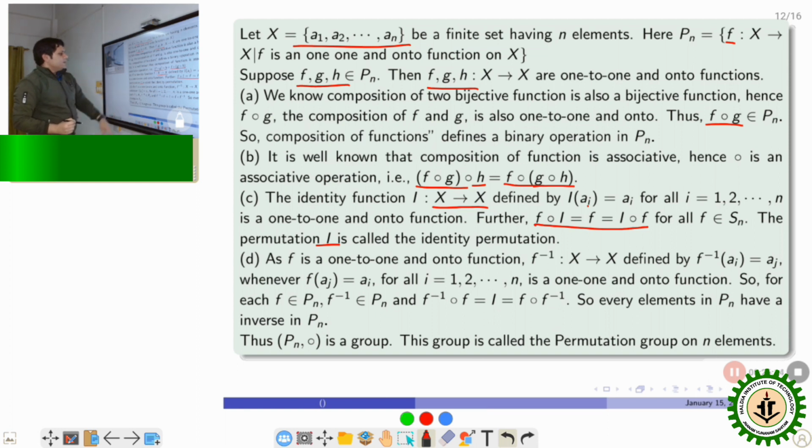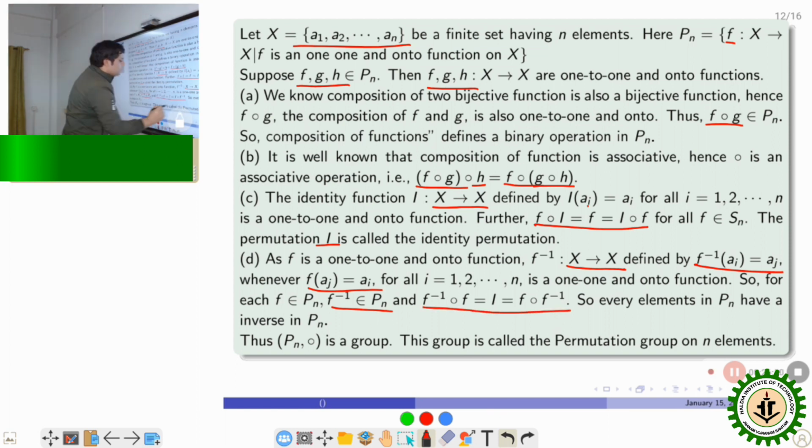Now next, if f is a one-one and onto function, then f inverse must exist, and f inverse is defined from X to X as f inverse(ai) = aj, where f(aj) = ai. This way we define f inverse for all i = 1, 2, ..., n. This is a one-one and onto function. So for each f in Pn, we get an f inverse in Pn, and this condition must be satisfied: f inverse composition f equals I, and also f composition f inverse equals I. So every element in Pn has an inverse in Pn.